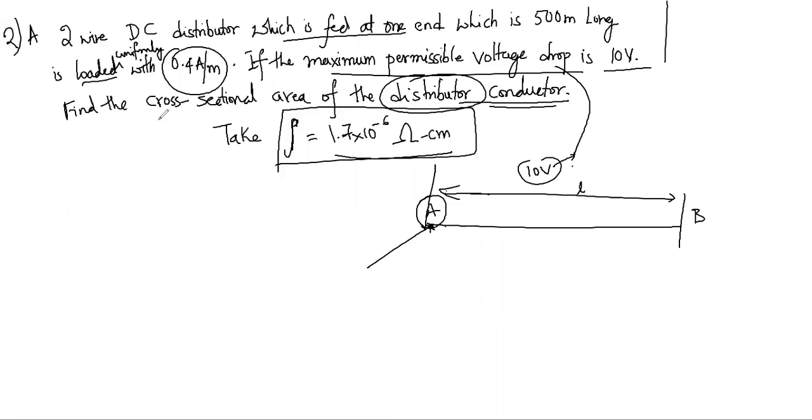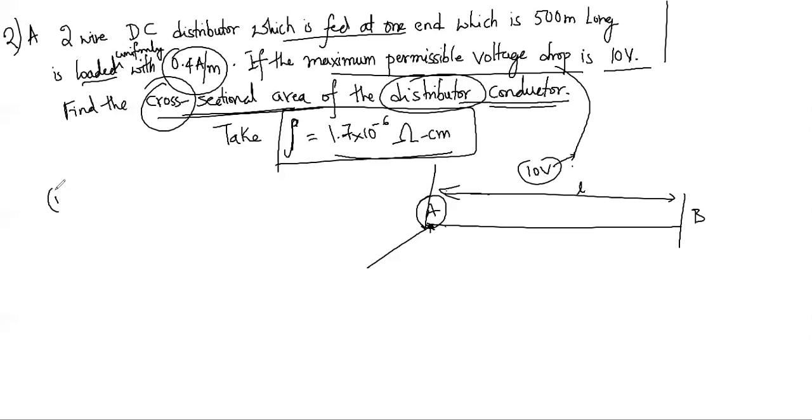And what you need to find out? You need to find out the cross-sectional area of the DC distributor conductor. It is not said as conductors, it is one single conductor. So it is not for total area. You need to find out only the cross-sectional area of the distributor which is present there.